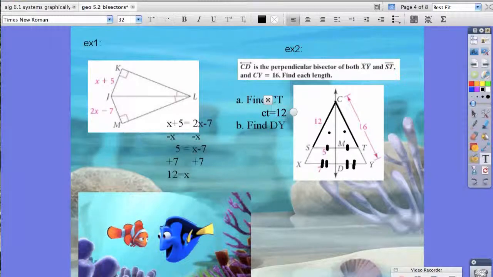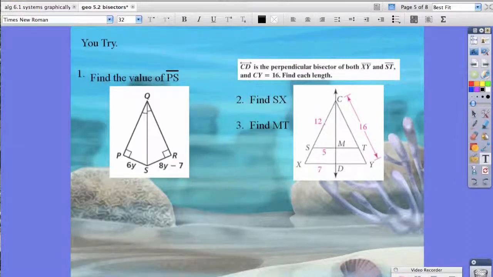For part B, it says find DY. Now, because we already know that line segment XD is 7, and it's a perpendicular bisector, that means point D is equidistant from the sides. Therefore, DY equals 7.